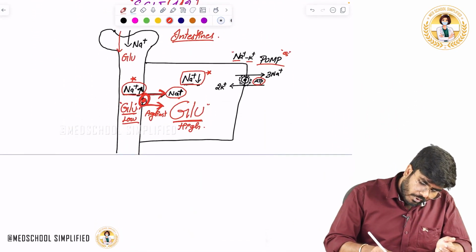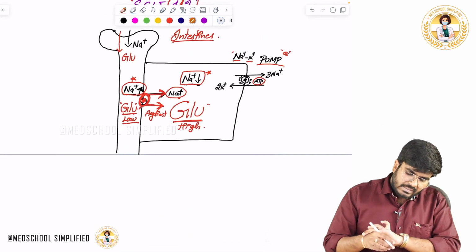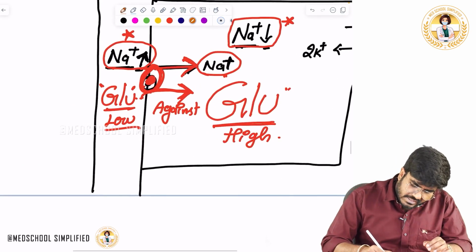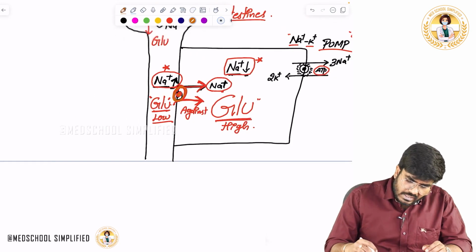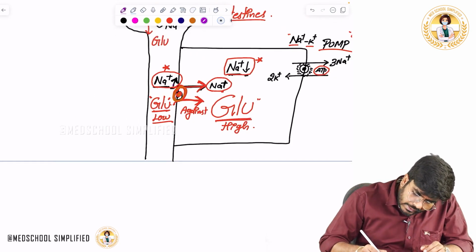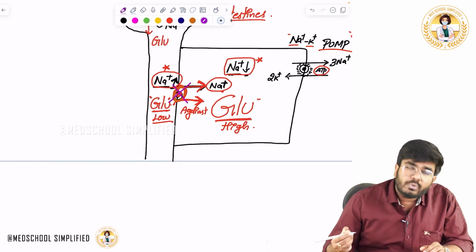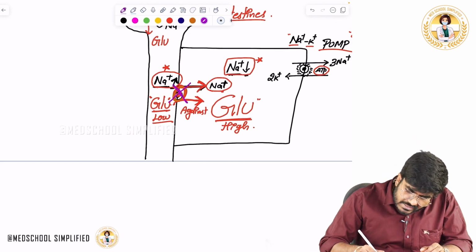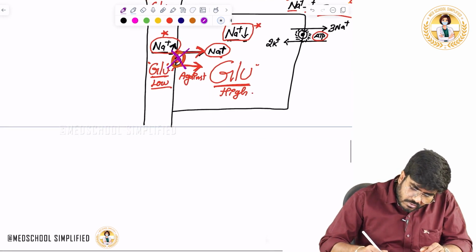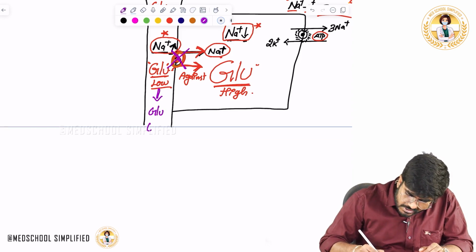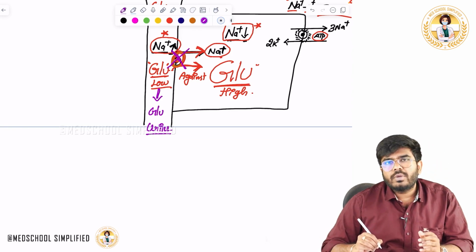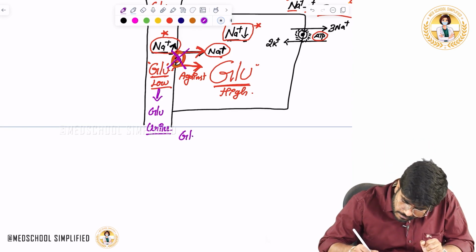Now a few more important points for your exams. This is the sodium glucose co-transporter, SGLT type 2, which I just discussed. There are drugs which can inhibit this SGLT type 2. When you inhibit SGLT type 2, what happens to the glucose? The glucose molecules will be lost in urine. So glucose is going out of the body, leading to glucosuria.